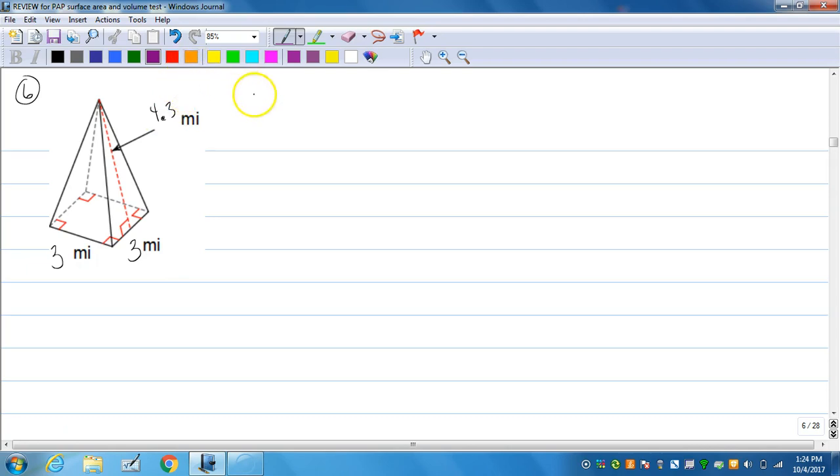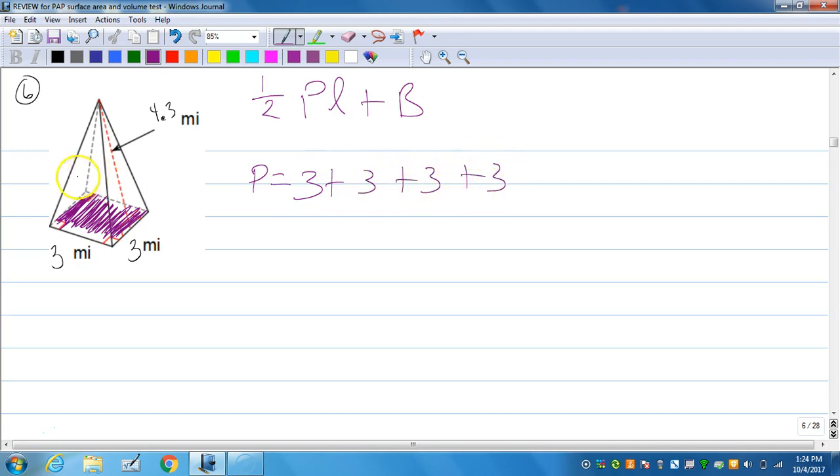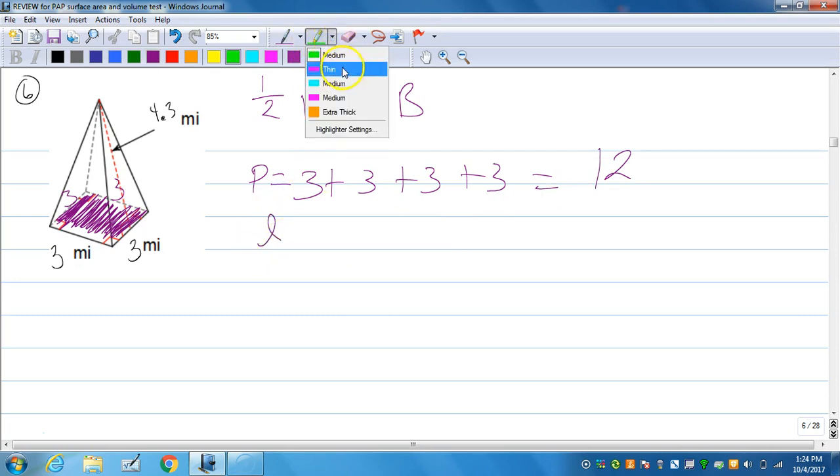Number 6. There's another pyramid, which is 1 half capital P little l plus capital B. Again, this is my base. That is a square, alright? So the perimeter of a square, 3 plus 3 plus 3 plus 3, they're all 3, or 3 times 4 is going to give you 12. The slant height is right here. That is my slant height. So it's 4.3.